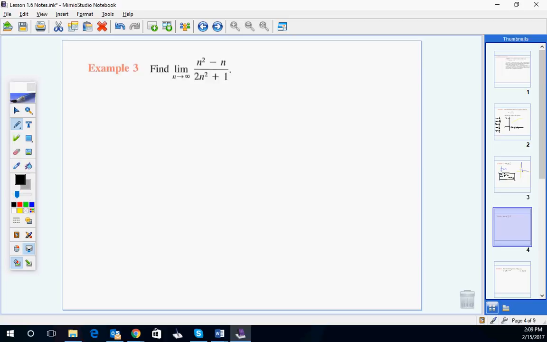Okay, so this is what we're going to do. This is probably something you wouldn't think to do off the bat, and that's okay. You're going to see why we're going to do this. We're going to divide everything, the top and the bottom, by n squared, because that's the highest power. I'm going to divide them both by n squared. We can do whatever we want, as long as we do it at the top and the bottom.